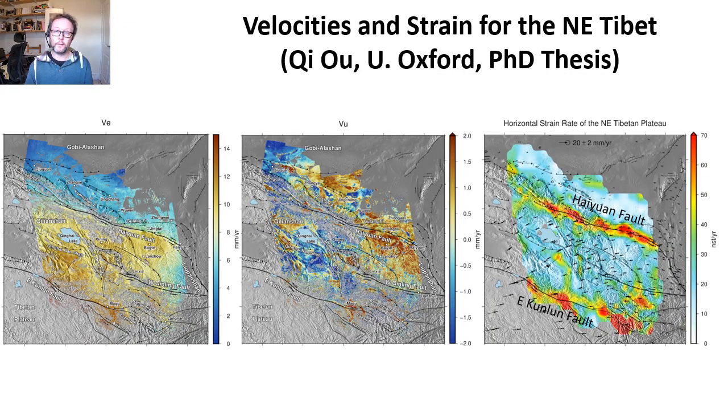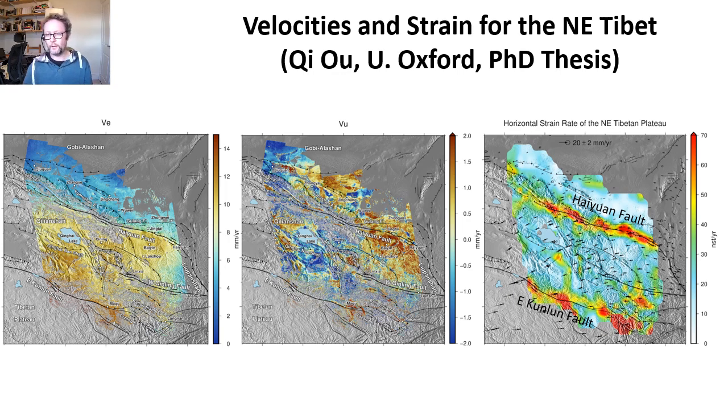Another beautiful example is from northeast Tibet, and this is work done by Chi Yu at the University of Oxford, who has also just recently submitted her PhD thesis. And again, you can see here on the left the eastward velocities, in the center the vertical, and on the right the strain rates derived from the combination of ascending and descending InSAR from Sentinel-1 processed at a higher resolution along with the GNSS data to tie down the reference frame.